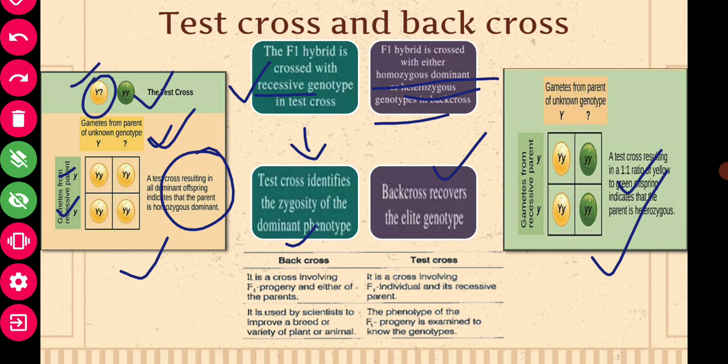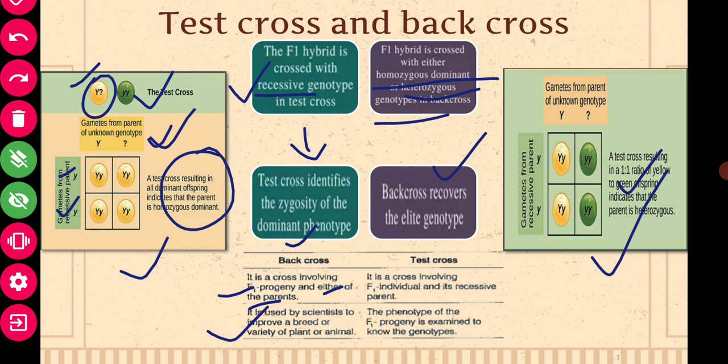Again, I have written here, a back cross is a cross involving the F1 progeny and either of the parents. It is used by scientists to improve a breed or variety of plant or animal. So with the help of back cross, we can improve the variety of plants or animals. We will see in later classes, in unit 3, how back cross can be utilized to produce new breeds or improved varieties of animals.